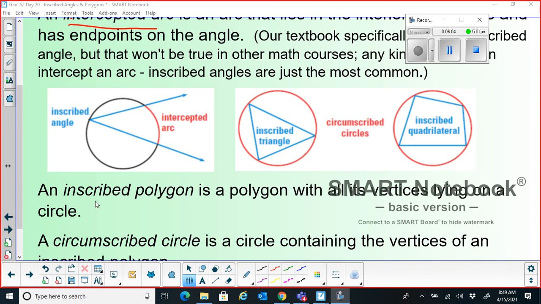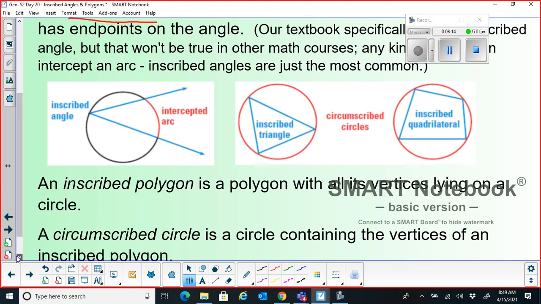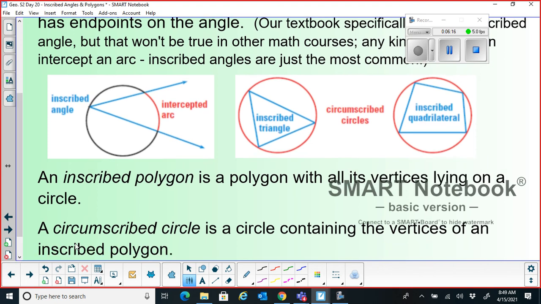As we saw with the inscribed polygon, the circle which has the vertices of the inscribed polygon is called the circumscribed circle. This is our last definition of this slide. Note this down as well. A circumscribed circle is a circle which has the vertices of the inscribed polygon.